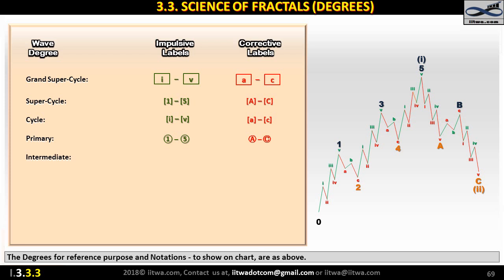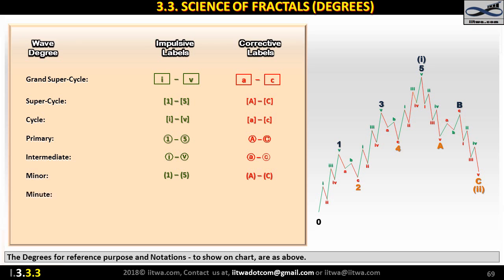Intermediate degree wave. This degree's impulsive waves are labeled as Roman numerals from 1 to 5 wrapped in a circle, while corrective waves are written as lowercase alphabets from A to C, also wrapped in a circle. Minor degree wave. This degree's impulsive waves are labeled as cardinal numerals from 1 to 5 surrounded by parentheses, while corrective waves are labeled as uppercase alphabets from A to C surrounded by parentheses.